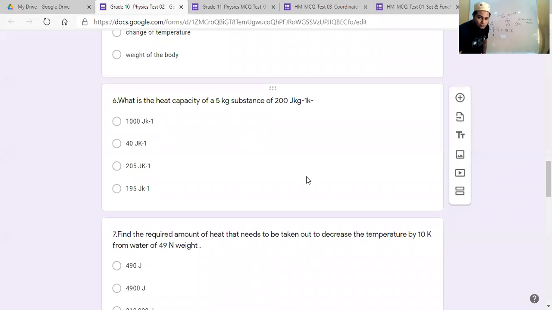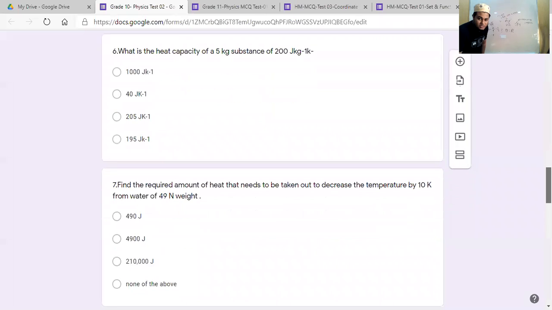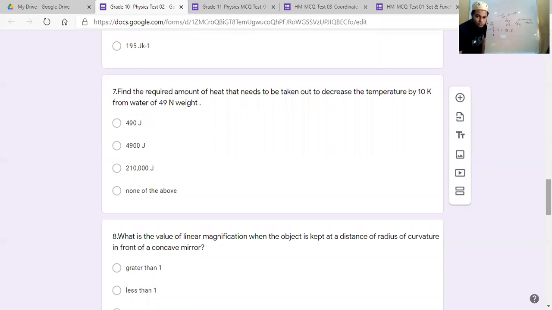Then we have to find the required amount of heat that needs to be taken out to decrease the temperature by 10 Kelvin. We are talking about amount of heat, so definitely we have to calculate Q. Now to calculate Q, we know two equations, m s del theta and m L F. The first one we use whenever there is change of temperature, and the second one we use whenever there is change of state. It is latent heat of fusion for melting. If it is vaporization, then it will be L V. So we will focus on m s del theta.